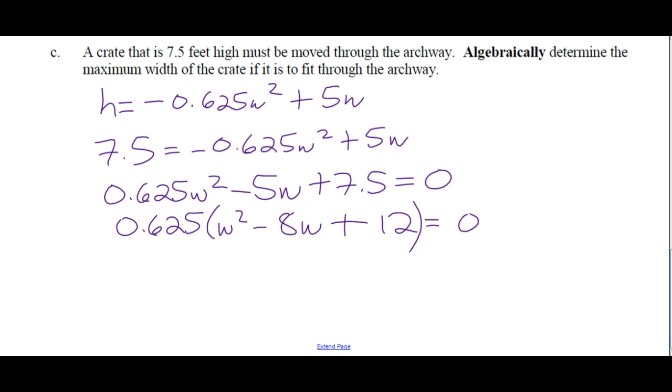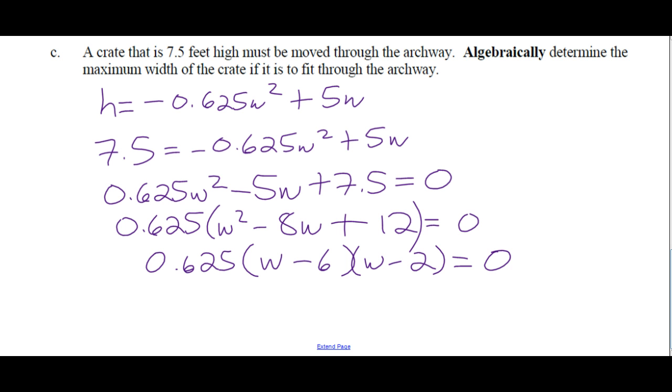Okay, so I look at that. I want to factor it. I do not want to look for two numbers that multiply to 0.625. That's just math. So I say, hey, let's divide 0.625 out. Oh, look, these are nice numbers. So I need two numbers that multiply to 12 and add to 8. 6 and 2. So 0.625 times (w minus 6)(w minus 2). What's the method called? Guess and check. w squared minus 2w minus 6w is minus 8w, plus 12. Good. Checked.